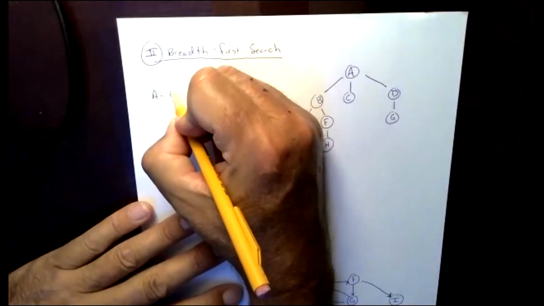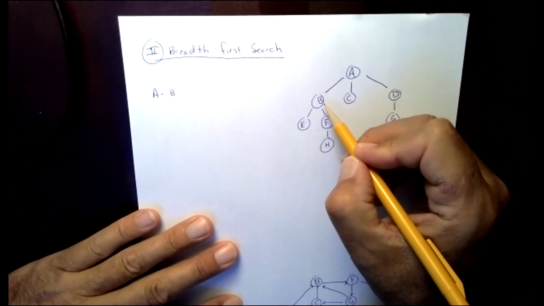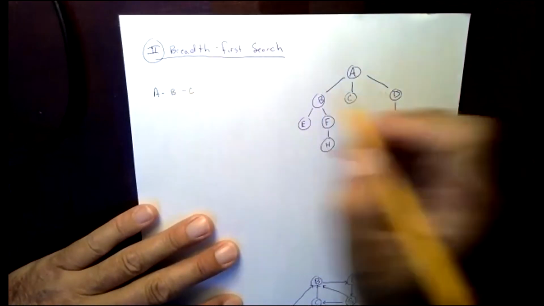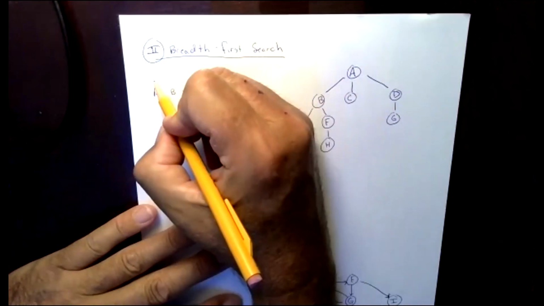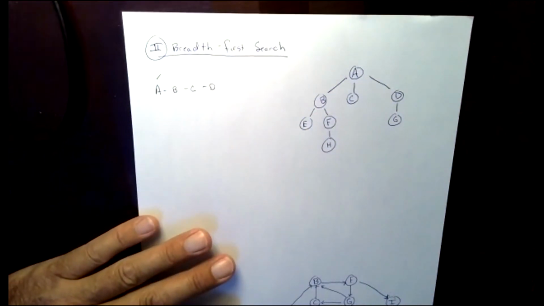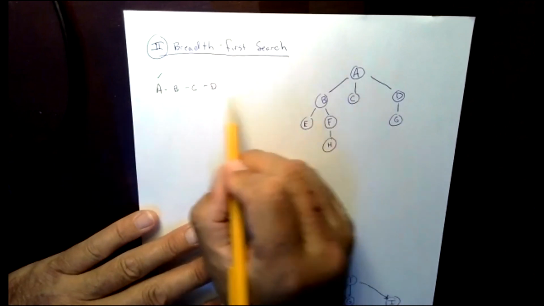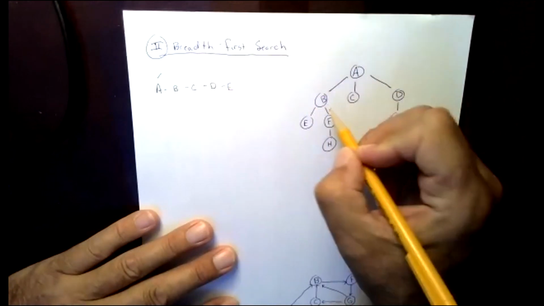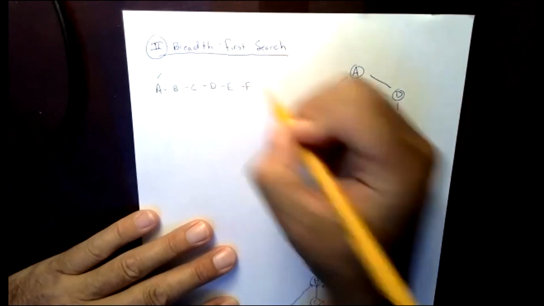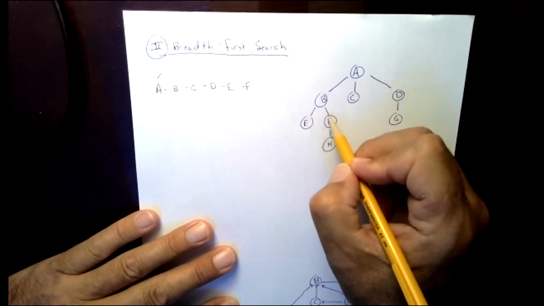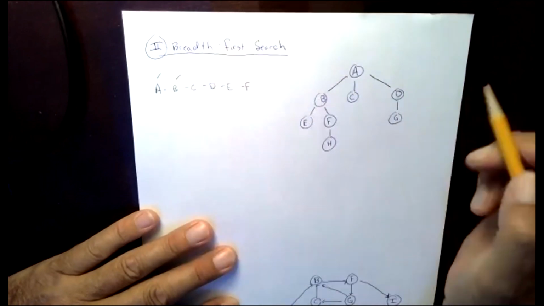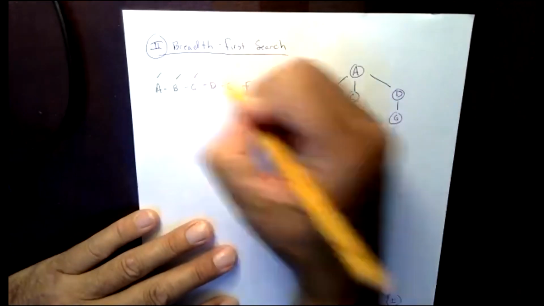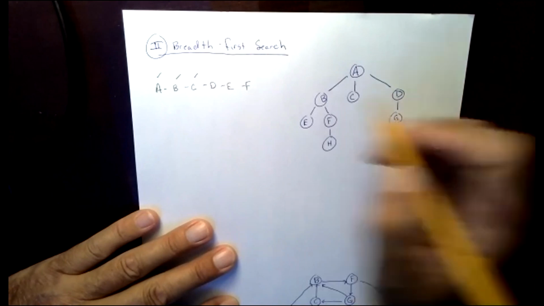A can go to B. Agree? Where else can A go? A can go to C, and A can go to D. So now I'm done with A. I've exhausted everything with A. Next one I'm going to go to is B. B can go to E. B can go to F, right? I'm doing its breadth. Where all can B go to? I'm done with B. C, where can it go? Nowhere. D, where can it go? To G.